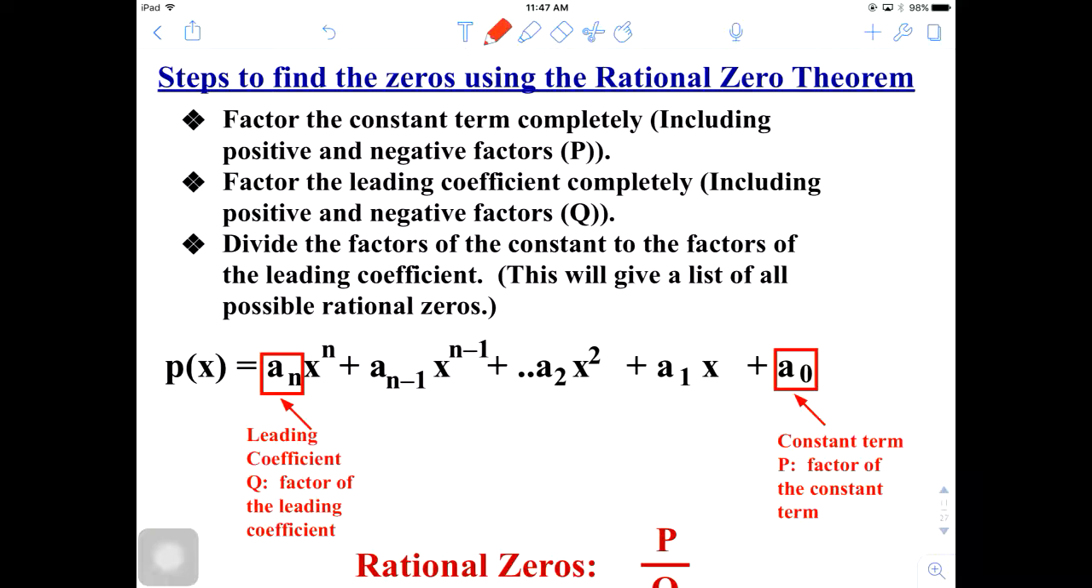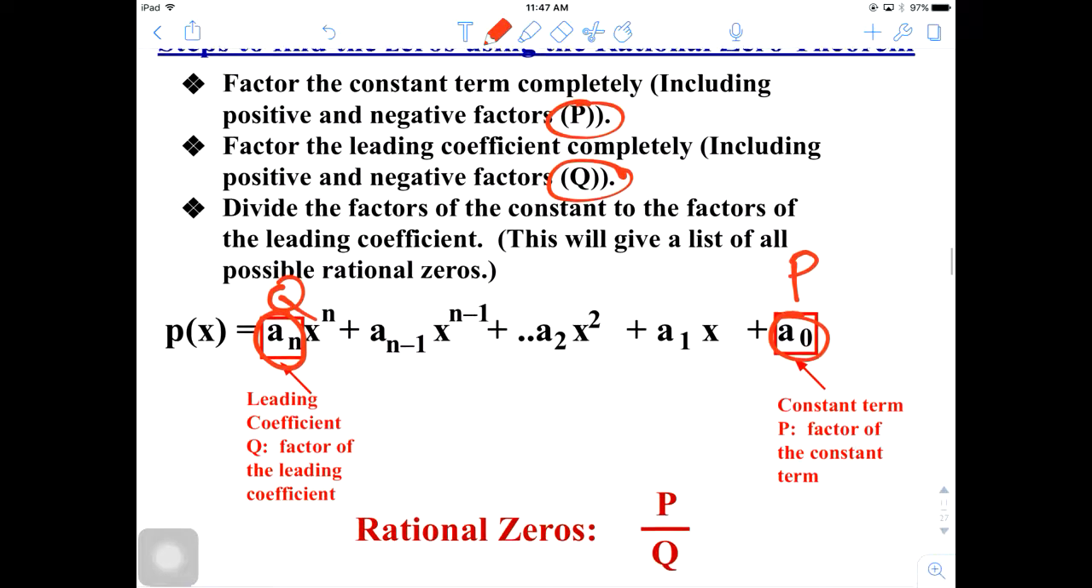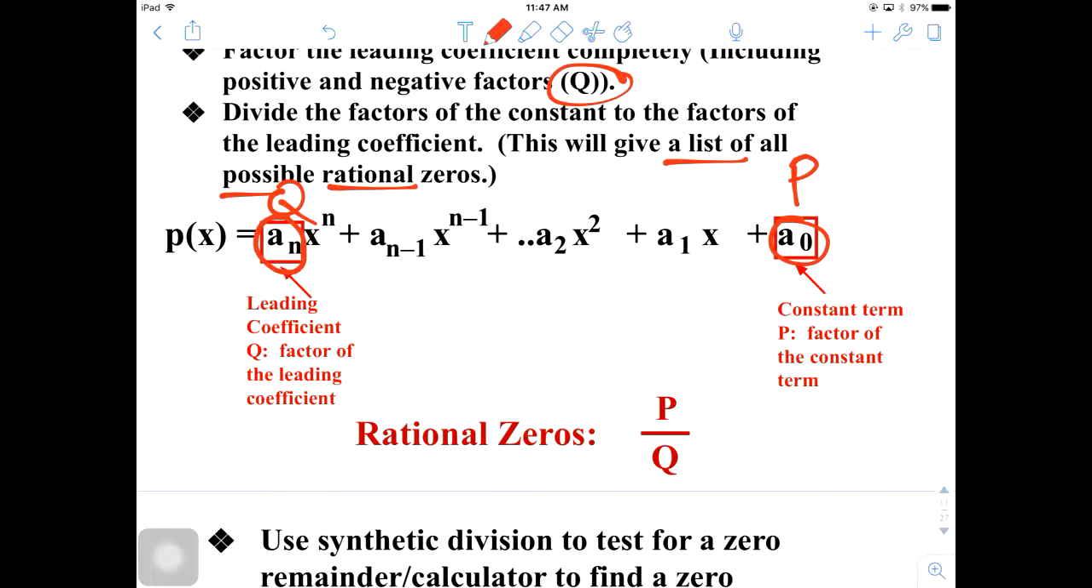So the factor of the constant term, we call it P. So the number all the way at the end is P. In this case, this is P. And then the factor of the leading coefficient is Q, which means the number right in front of the very highest degree. We call that Q. So we basically use the factors of P and Q to find the list of possible zeros first. So the possible zeros are obtained by using P over Q.